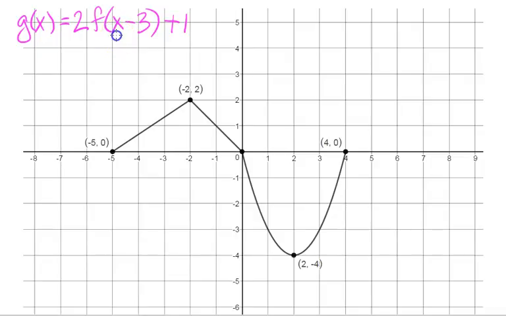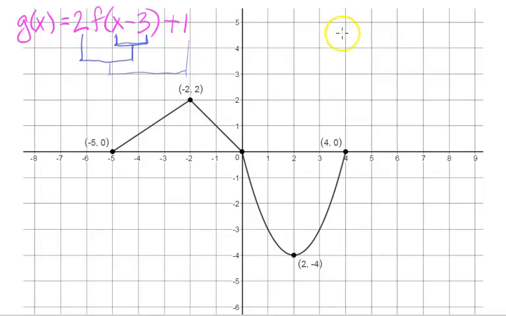So the first thing I'm going to do is this move right. Then my choice is between the multiplication or the addition. We do multiplication first because that's how our order of operations works. So then that, and finally the addition.